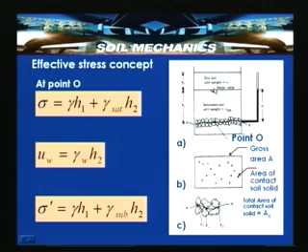So, here the pressure is 0 and here the pressure is gamma W H2. So, the pore water pressure is gamma W H2 at this point O. So, effective stress is nothing but sigma minus UW. So, we can obtain gamma H1 plus gamma sub H2. Gamma sub, that is gamma dash, is equal to gamma sat minus gamma W. So, that can be simplified and written as sigma dash is equal to gamma H1 plus gamma sub H2.